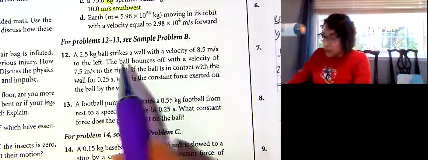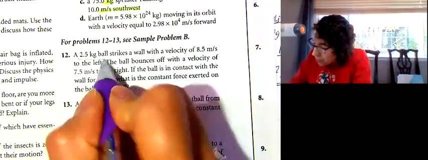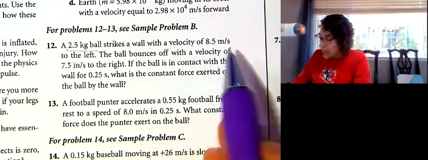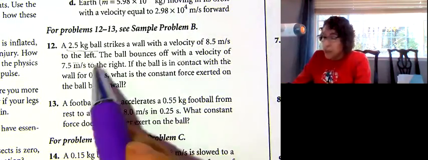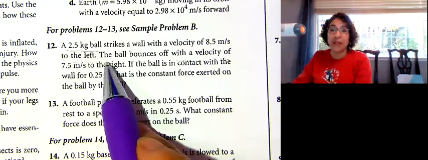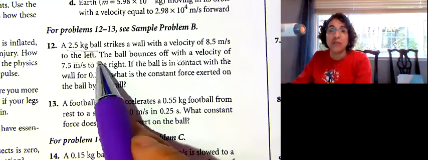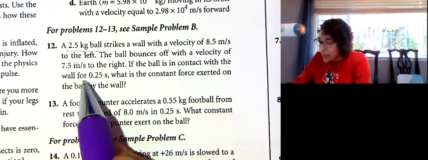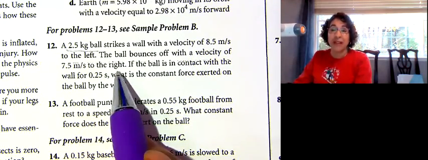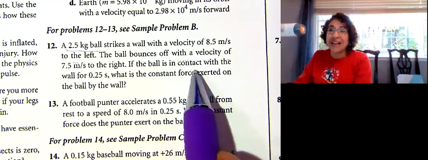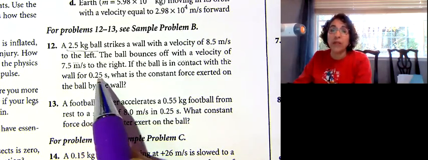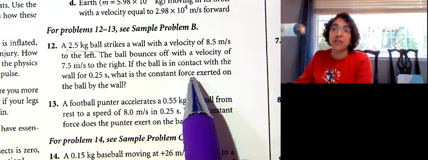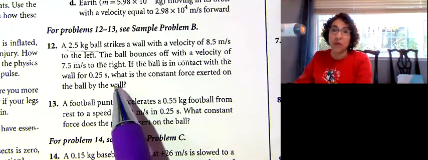We have a 2.5 kilogram ball, and it strikes a wall with a velocity of 8.5 meters per second to the left. Okay, so we're going to have to use signs to show direction. The ball bounces off with a velocity of 7.5 meters per second to the right. If the ball is in contact with the wall for 0.25 seconds, so a quarter of a second, what's the constant force exerted on the ball by the wall?